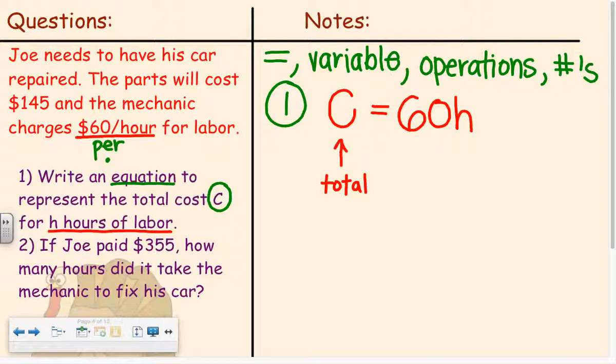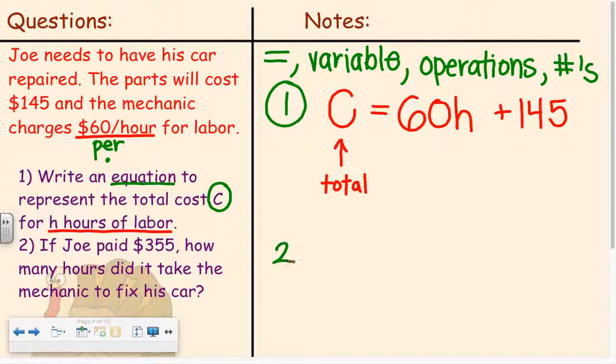The parts are $145 no matter how many hours it takes for the mechanic to fix his car. So Joe has to pay that $145 no matter what, whether it takes the mechanic 1 hour or 10 hours. The cost of the parts won't change. That has to be $145. So now let's look up here and see if we have everything we need. We have an equal sign, we have variables, the C and the H, we have operations because we have a plus sign, and then we have numbers, the 60 and the 145.